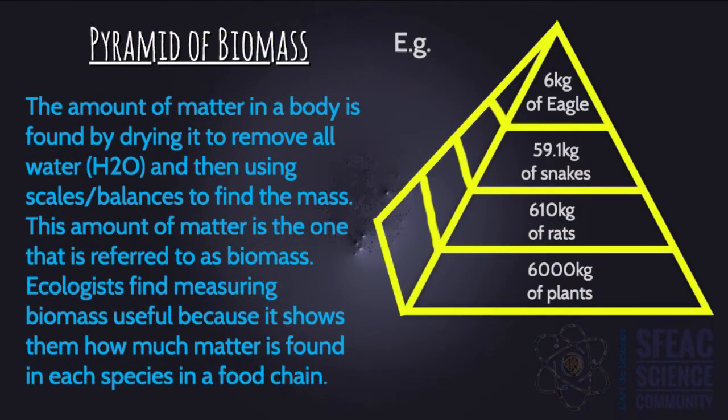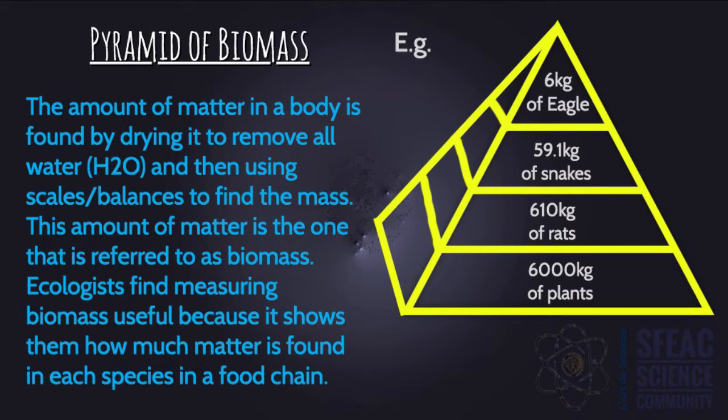Now let's look at the pyramid of biomass. The amount of matter in a body is found by drying it to remove all water, also known as H2O, and then using scales or balances to find the mass. That mass is also referred to as dry mass. This amount of matter is what is referred to as biomass, which is the actual term we use in biology and ecology. Ecologists find measuring biomass useful because it shows them how much matter is found at each species in a food chain.